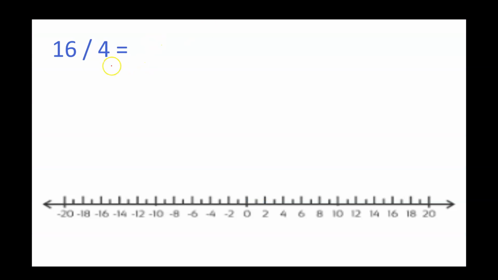16 divided by 4, of course, gives us 4. It's worth noting that division is not commutative. You can't flip the numbers around and get the same result. 4 divided by 16 is something entirely different.